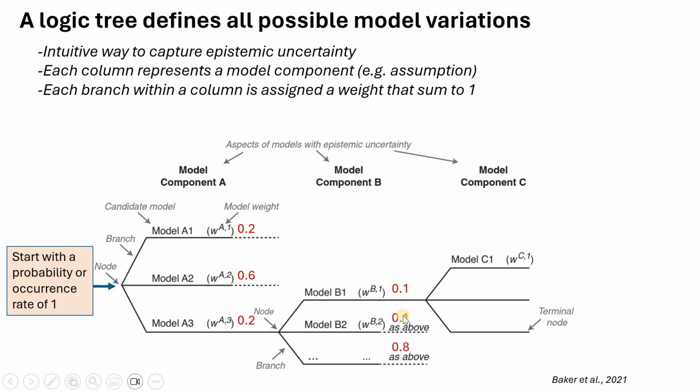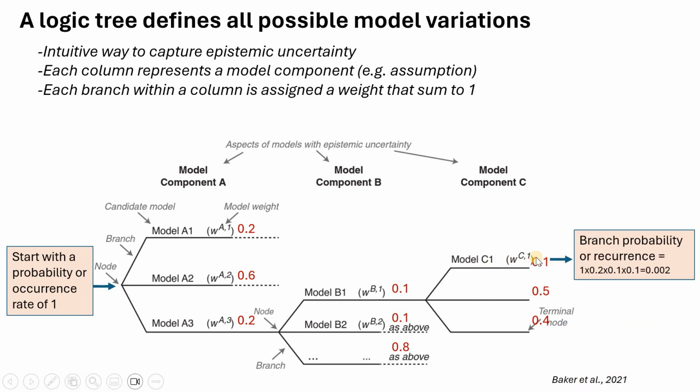Then we'll do the same thing over here. 0.1, 0.1, and 0.8, those sum to 1. 0.1, 0.5, and 0.4, those sum to 1. Okay, so after each node, the branches must sum to 1. Now, if we want to know the probability or the occurrence rate at the end of any particular terminal node, that's given essentially by the initial rate or probability times the probability at each branch. So this is 1 times 0.2 times 0.1 times 0.1. So that gives us a net probability or recurrence of 0.002.